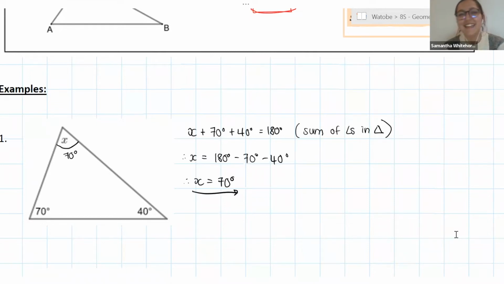It's an isosceles triangle. Awesome, well done. And to those of you on the chat, also really well done, guys. It's an isosceles triangle. We've got two angles that are the same size, the two 70s, so it means it's an isosceles triangle. Well done.